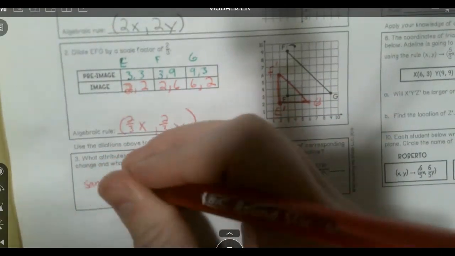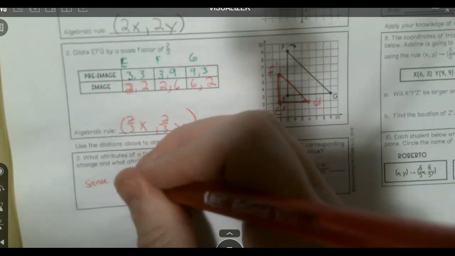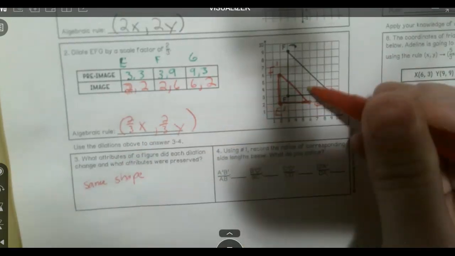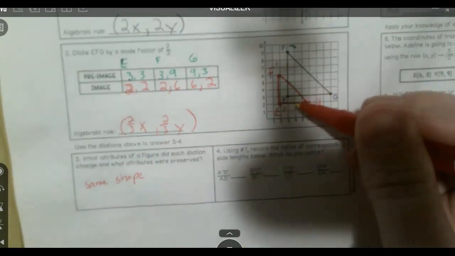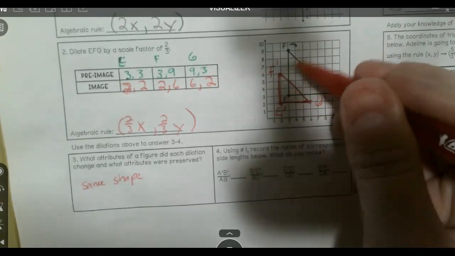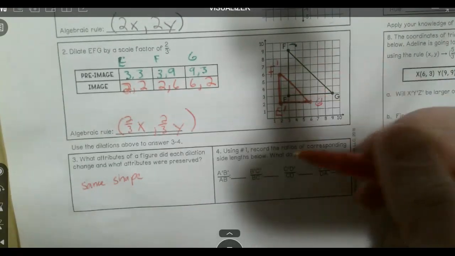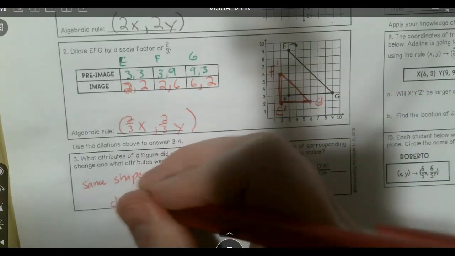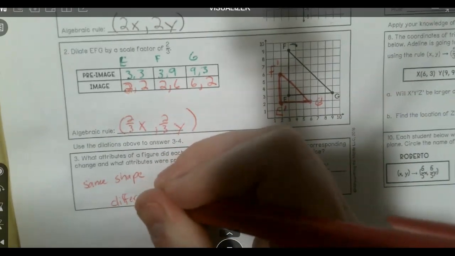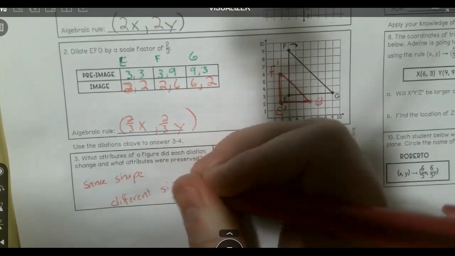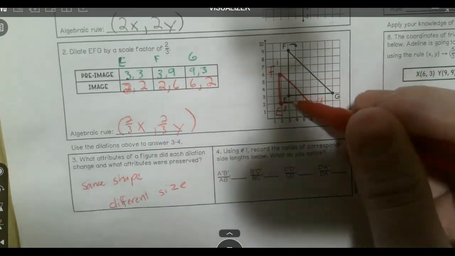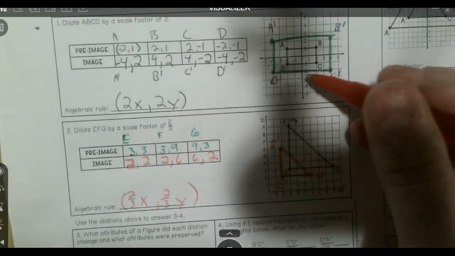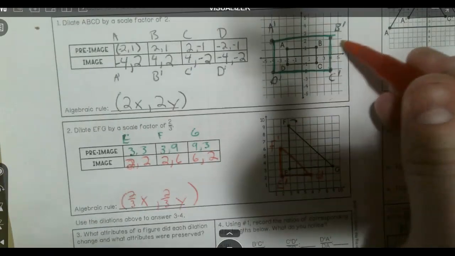That didn't change. Dilation preserved the same shape, exactly the same triangle. In fact, each of these little angles right here are still exactly the same. The only thing different or changed is the size. Okay, we made it smaller. For the first rectangle, we made it bigger.